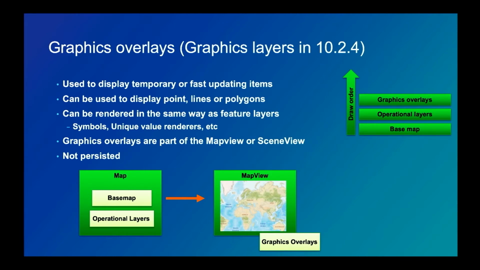Now, in terms of the draw order, the way that we render this on the screen: the first thing that we draw when we're going through a rendering cycle is the base map, your wallpaper. And then on top of that, we draw the operational layers, and then over the top of all that, we have our graphics overlays, which are drawn on the top.